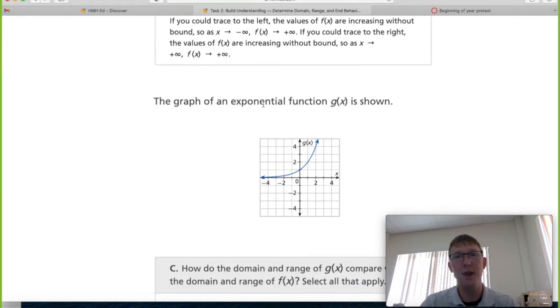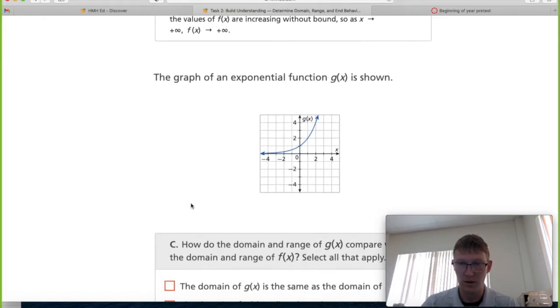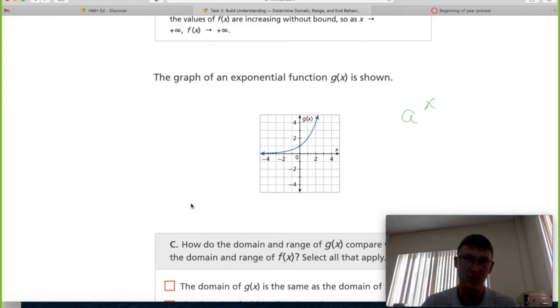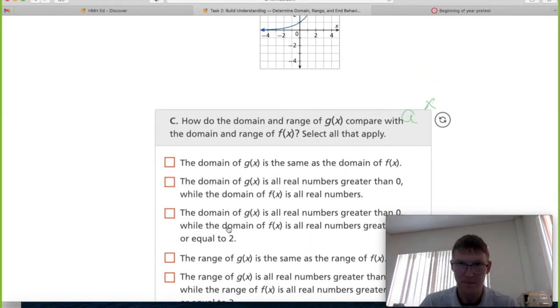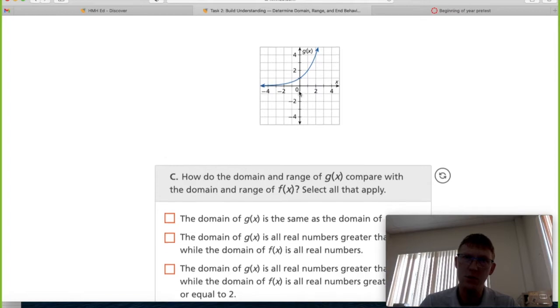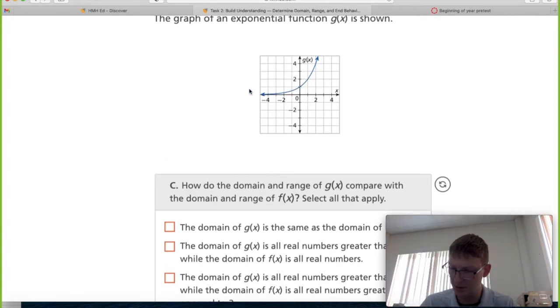So the graph of an exponential function, g of x, is shown. Exponential function. That would be like a number raised to the power of x, or something like that. So how do the domain and range of g of x compare with the domain and range of f of x? Select all that apply. So let's look at the domain and range here real quick.